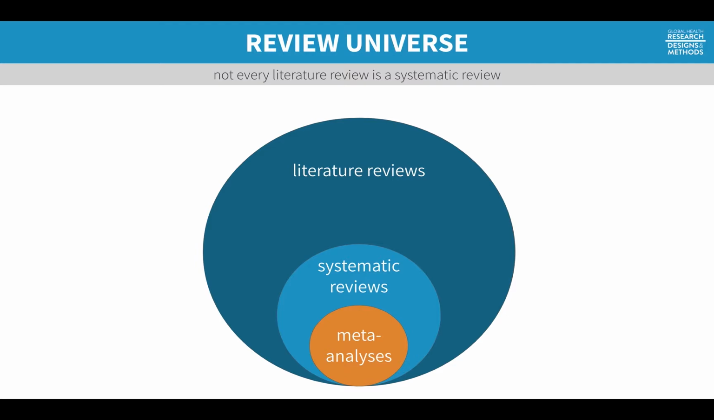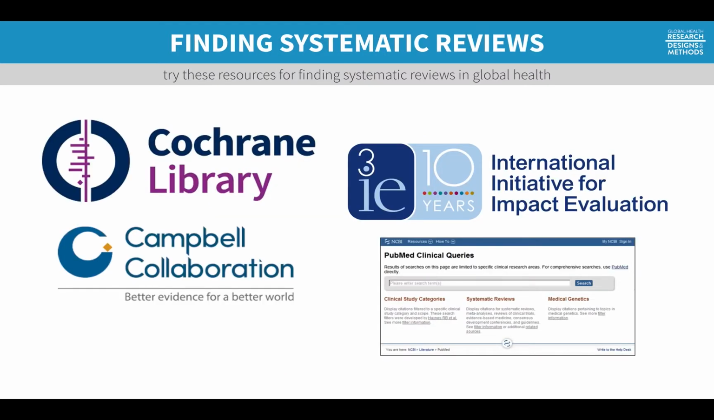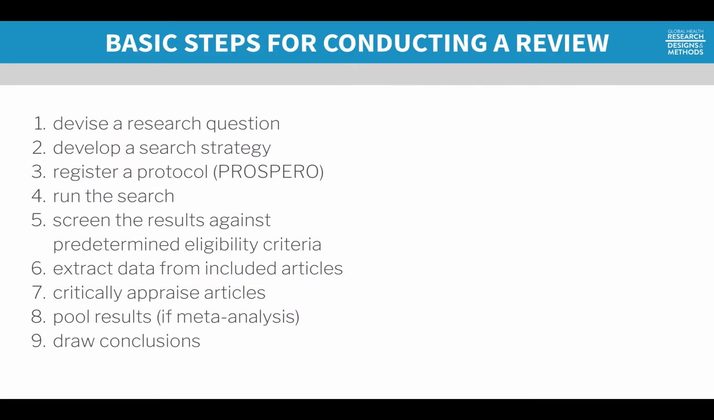A systematic review is a special type of literature review that is used to answer a specific research question through a systematic search of the literature and critical appraisal of study designs, methods, and results. Some systematic reviews also involve meta-analysis, which is a quantitative approach that combines the results of multiple studies to estimate an overall effect size. Three excellent sources for finding systematic reviews in global health are the Cochrane Library, the Campbell Collaboration, and 3IE. For health-related reviews, you can also search PubMed using the Clinical Queries feature.